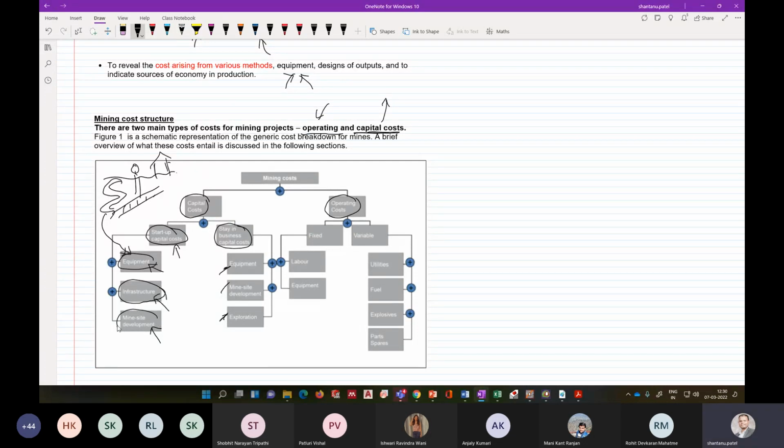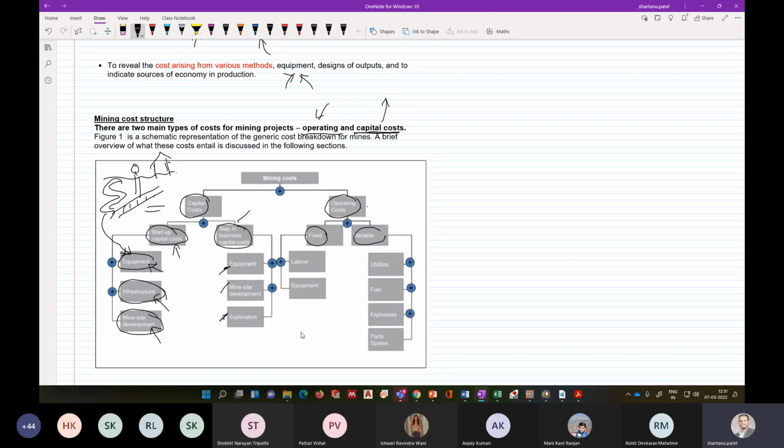And then mine site development cost, right? Like site development cost for underground, we develop these adits and all, right? So those costs come here. We talked about the stay in business cost. Now coming to the operating cost, we have again fixed cost and variable cost, right?